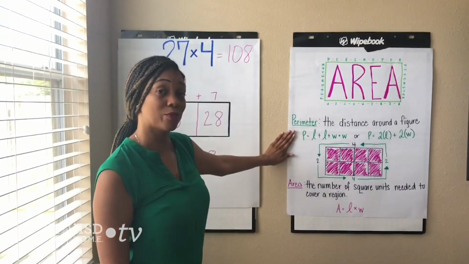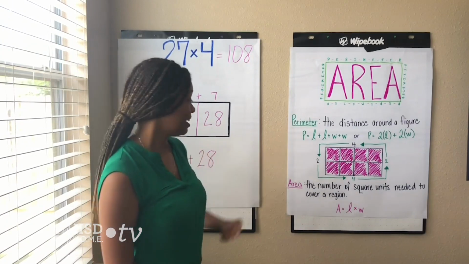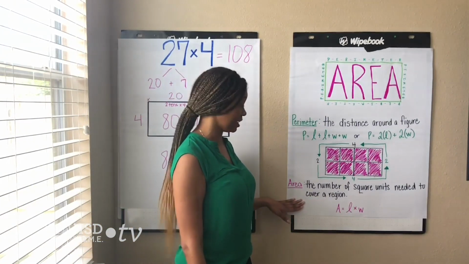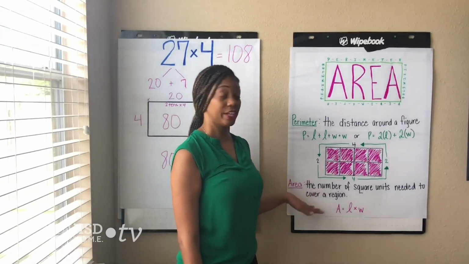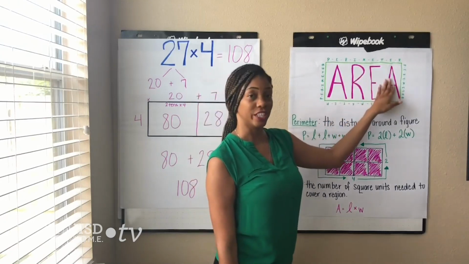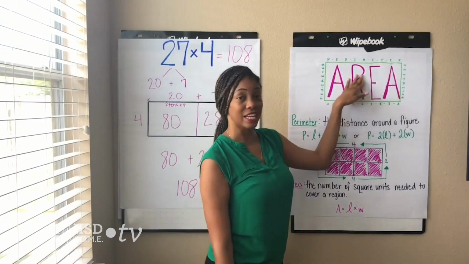So this is our formula for perimeter. And then we have the area. If you look at the formula for area, the definition for area is the number of square units needed to cover the region. So that's us covering the inside of the region.